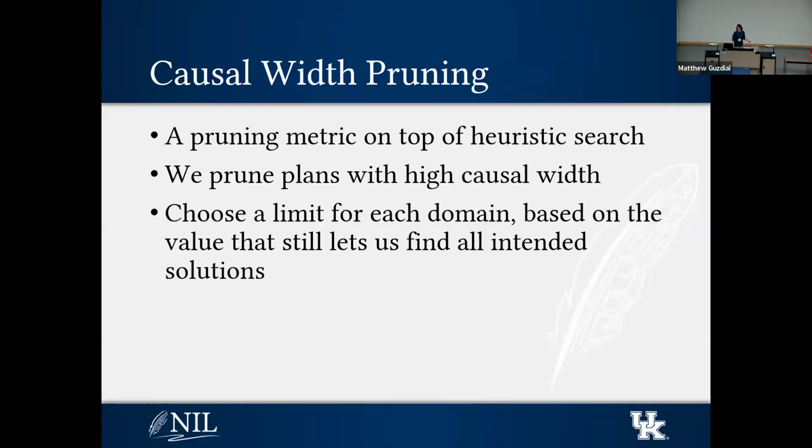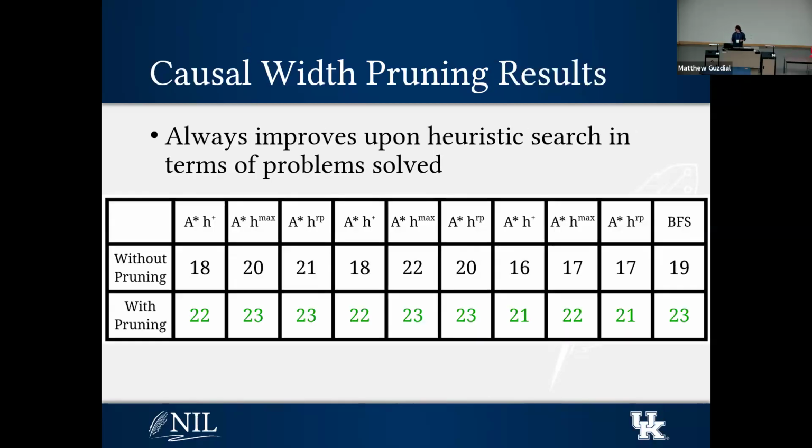Our second experiment involves causal width pruning, where we prune plans that have a high causal width. For each domain, we decide a limit and prune anything that is over that limit. So too many unnecessary actions, you're goofing off too much. We slapped this pruning technique on heuristic search, and we found that it was able to pretty much improve every heuristic and search method combination. As you can see here, everything solves more problems.